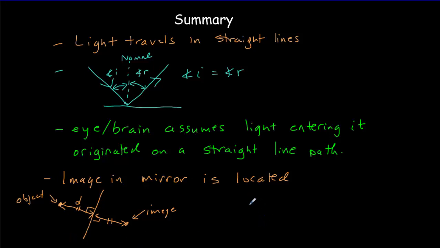And finally, we saw that we could characterize images according to SALT, S-A-L-T. S is for the size of the image. Is it the same as the object, bigger than the object, or smaller than the object? A is for attitude. Is the image facing the same direction as the object, or are they inverted to one another? L is for location. In the case of a mirror, we'd talk about the location being the same perpendicular distance from the mirror to the object as the mirror to the image. And T is for type, which can be either real or virtual. In a mirror, we've got a virtual image because there's no real light behind the mirror, and the rays diverge into the eye. In other cases, you'll see that there'll be real rays of light intersecting to form an image, and that'll be a real image.